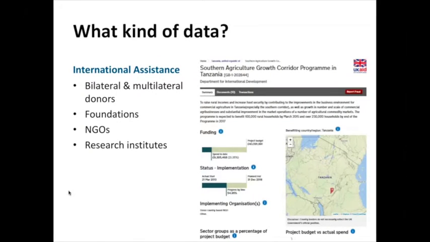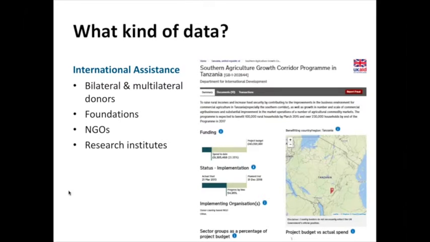I know there are a vast amount of needs related to data in this sector, so I wanted to take a moment to explain what kind of data we're focusing on as part of this project. So first, we're focusing on international assistance from bilateral and multilateral donors, foundations, NGOs, and research institutes that belong to the CGIAR.